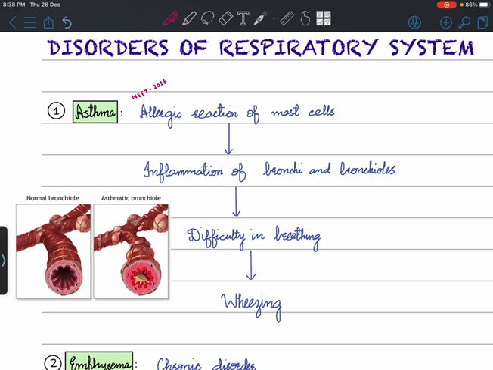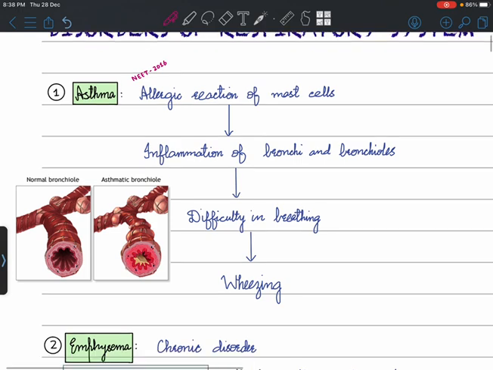First disorder is asthma. Basically, due to an allergic reaction of mast cells, due to the release of chemicals like histamine from mast cells, there is inflammation of bronchi and bronchioles, as a result of which there is difficulty in breathing, and characteristic sounds are produced when the asthmatic person inhales and exhales, which are known as wheezing sounds. Here in the image you can see the clear-cut difference between normal bronchiole and asthmatic bronchiole. There is inflammation in case of asthmatic bronchiole.